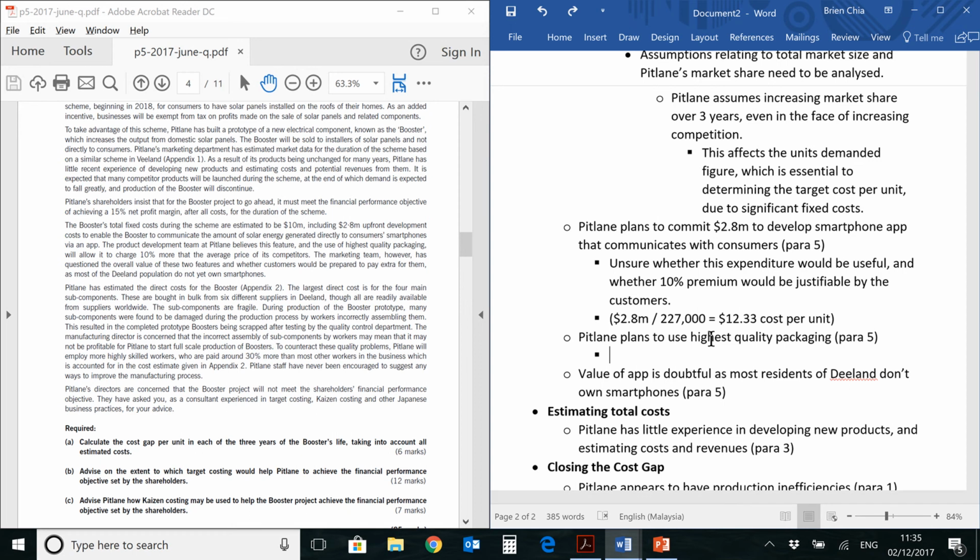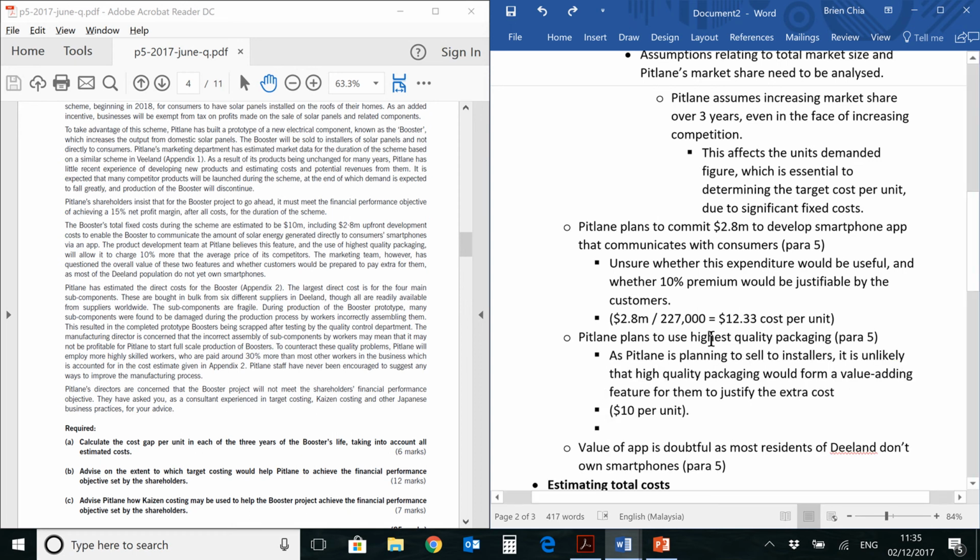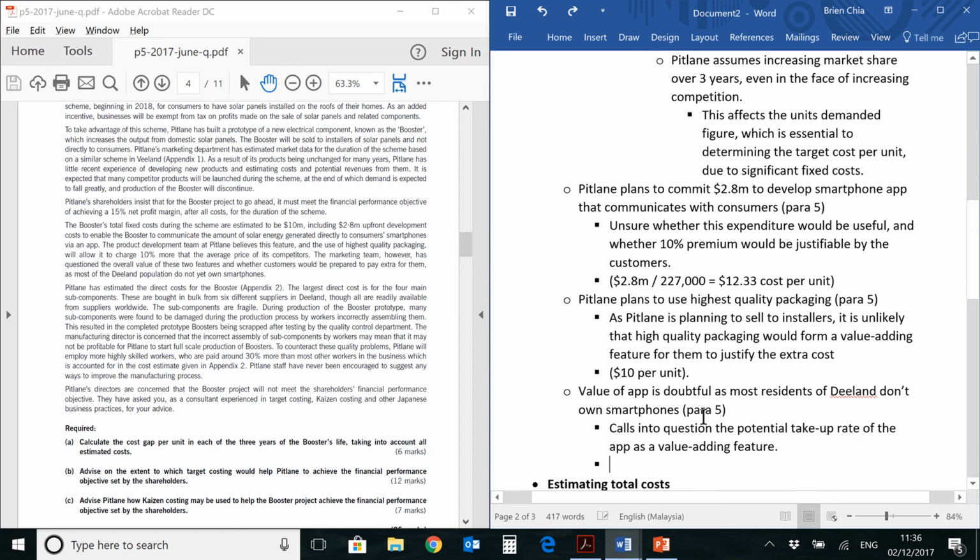The second issue is also on additional investment in high quality packaging, but the problem is that we are going to be selling directly to installers, not the end customer. So it's unlikely that these installers would find high quality packaging as a value add feature to justify the additional cost. This is $10 per unit. So if you adjust the app cost as well as the packaging cost, you might save a significant amount of money per unit, and we can close the cost gap quite quickly. Of course, the last line over here is where the value of the app is doubtful, as most residents of DLAN don't own smartphones. So the potential take-up of the app would be in question.